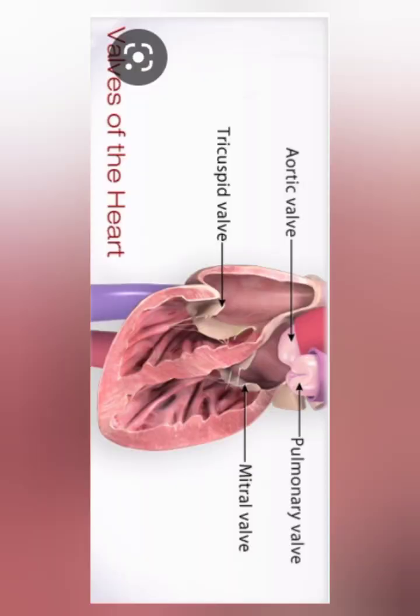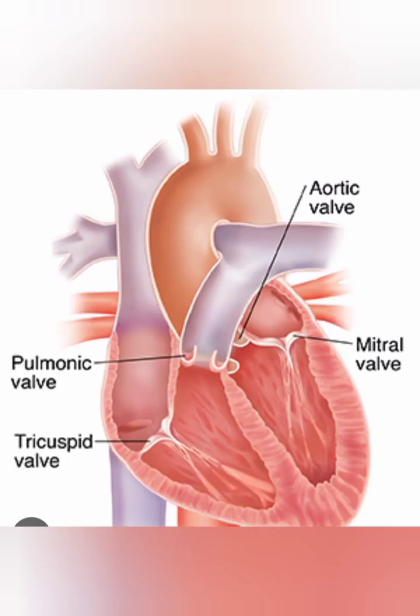Now let's discuss the valves of the heart. There are mainly 2 valves. Which are they? They are the atrioventricular valve and the semilunar valve. What is the atrioventricular valve? The atrioventricular valve is the valve that lies between the atrium and the ventricle. These atrioventricular valves are of 2 types, that is tricuspid valve and bicuspid valve.